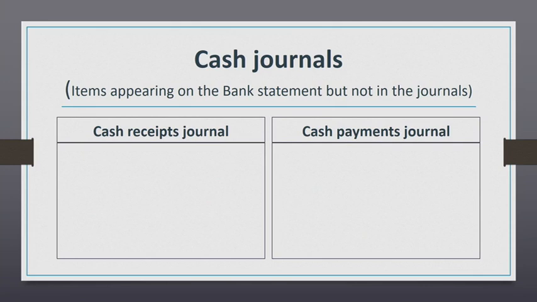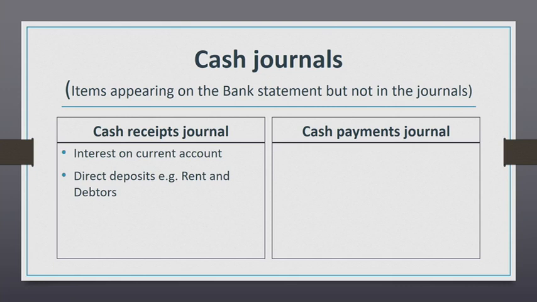So when we start in the cash journals, we start with items that appear on the bank statement but not in the journals. So then, which items will appear on the bank statement that must be entered in the cash receipts journal? Things like interest on current account. The bank credited our account with interest. They added it to our account. Direct deposits, for example, the tenant paid rent or debtors paid us by direct deposit, or then errors and omissions, where we made errors or we omitted some of the transactions.